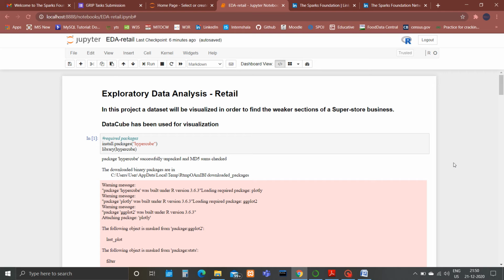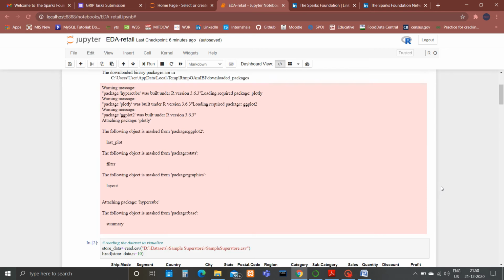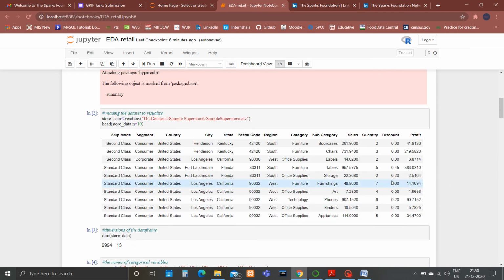So I am using a hypercube, data cube, for the visualization. At first I am installing this here, and then this is my dataset, the SuperStore data. There are some attributes like ship mode, whether it is standard class or second class or same day. Then there is segment, then there is country. The country has only a single value, US. And then we have city, state, postal code, region, category, subcategory, sales, quantity, discount, and profit.